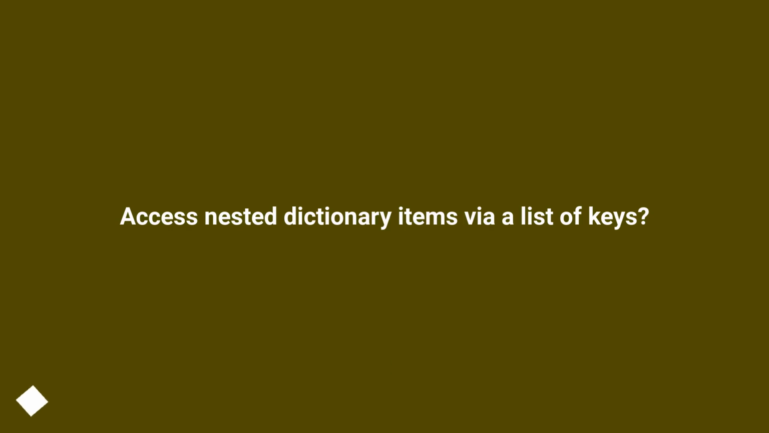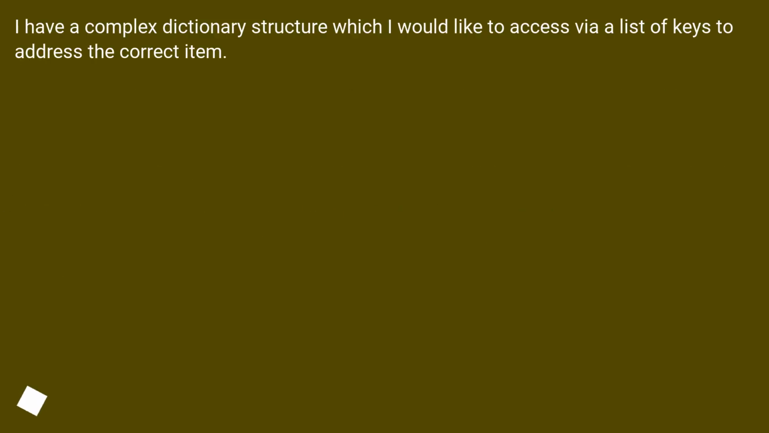Access nested dictionary items via a list of keys. I have a complex dictionary structure which I would like to access via a list of keys to address the correct item.